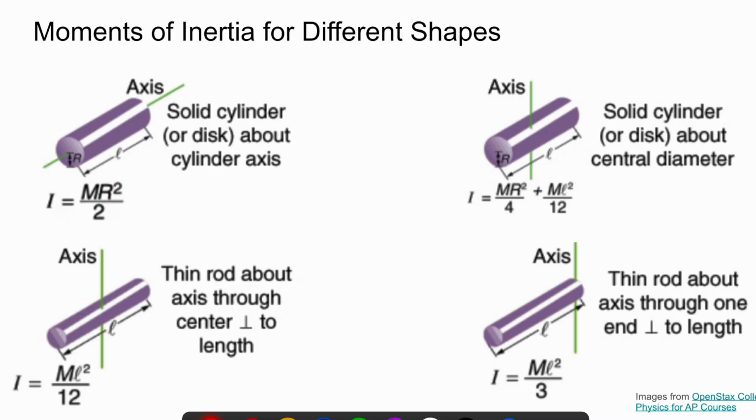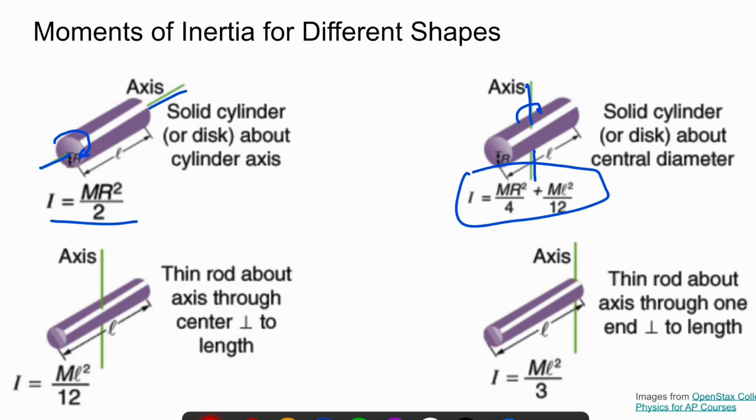And then again, if we go back to our rod or our disc, we can think about rotating it around different axes. So if we take our cylinder and we rotate around that central axis, we end up with one moment of inertia, right? But if we rotate it around the center of its length, so around there, then we end up with a different moment of inertia, right?